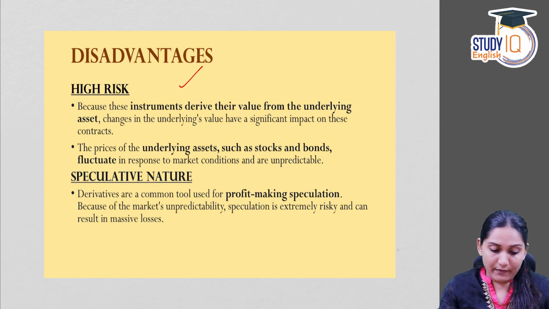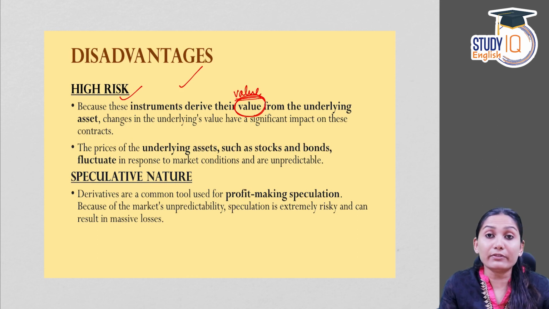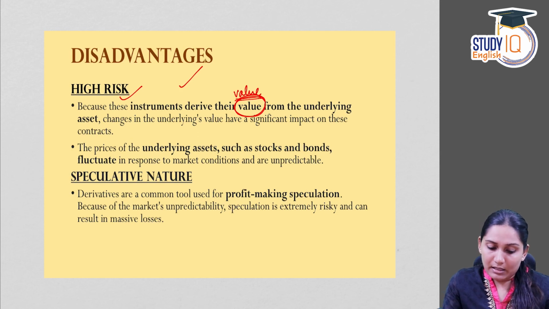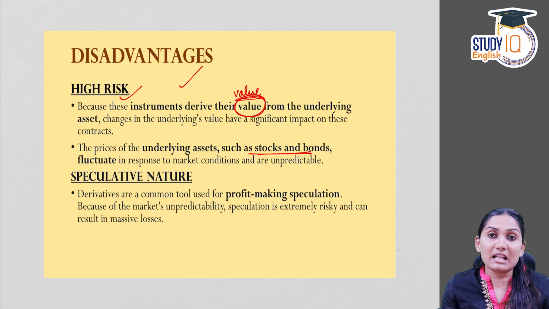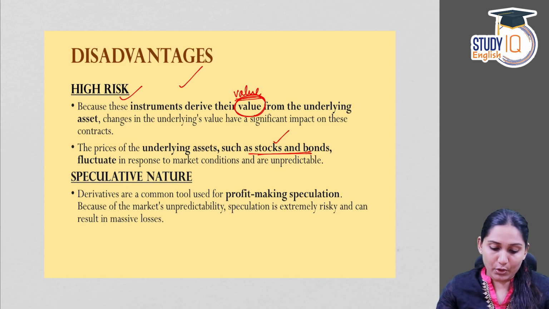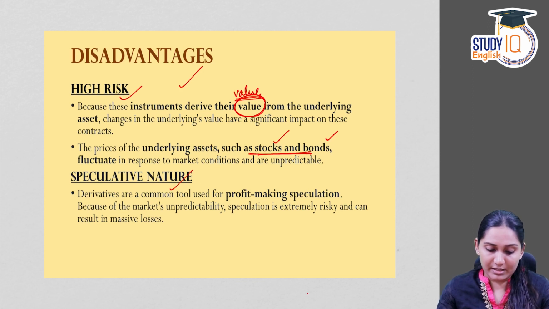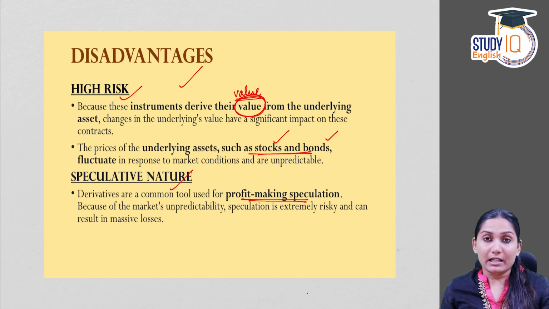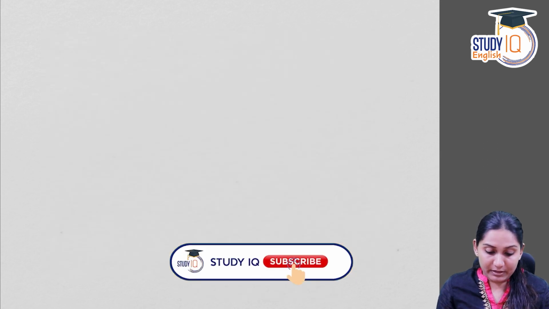Next, the disadvantage is that there is risk associated with the value of the underlying asset. As we have already seen, the value of the underlying asset may change anytime. So there is a risk associated with it. And the prices of the underlying assets may fluctuate, or there is a high possibility of fluctuation, like the stock, bonds, etc., and they are speculative in nature. Derivatives are a common tool for profit-making speculation as well. So these are the advantages and disadvantages of derivatives, and that's it about the derivatives market.